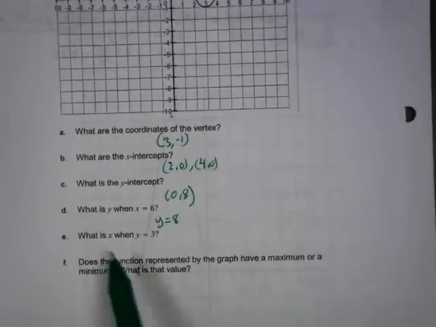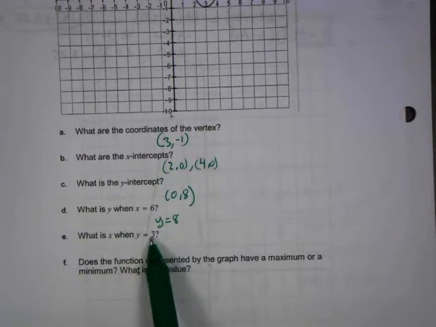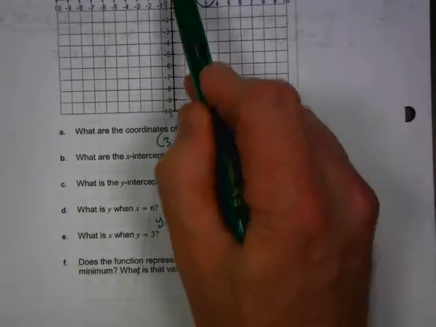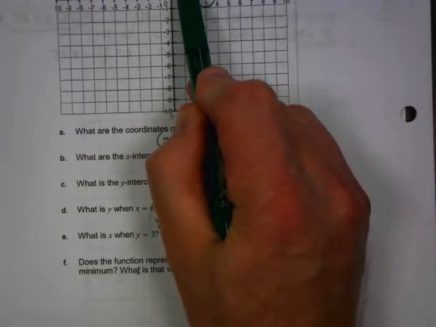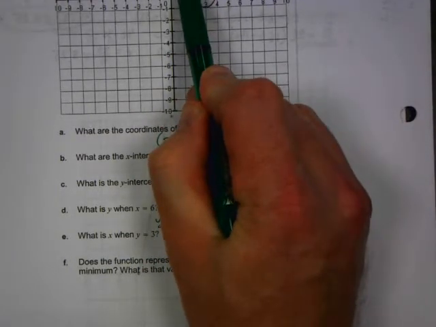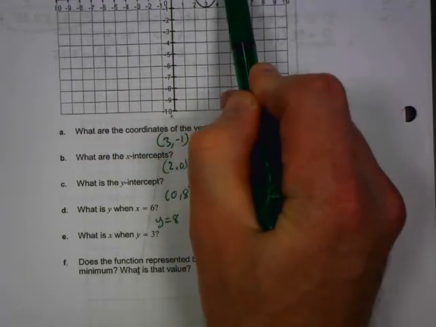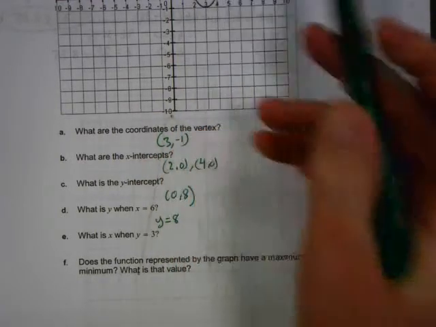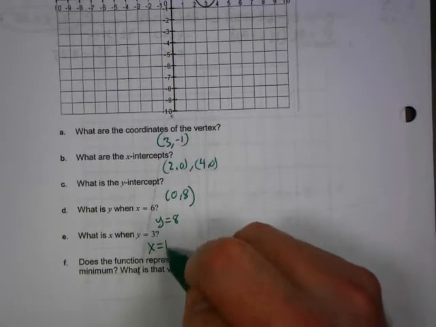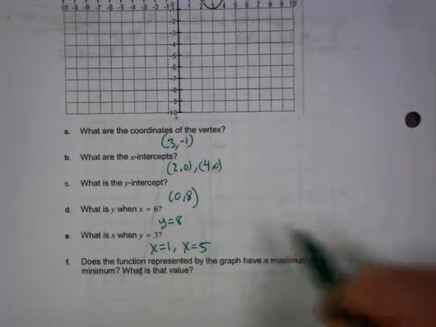All right. What is x when y equals 3? There are two answers, aren't there? When y equals 3, x could be the number 1, or x could be the number 5. So x could be 1, x could be 5. There are two answers for that one.